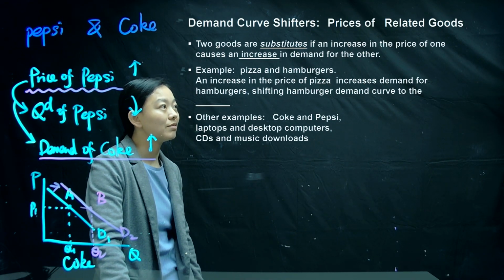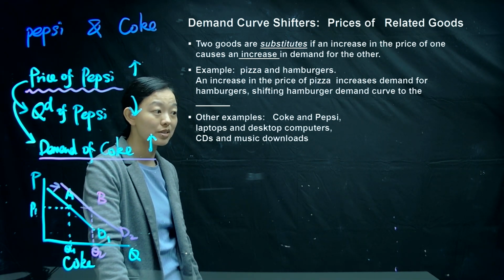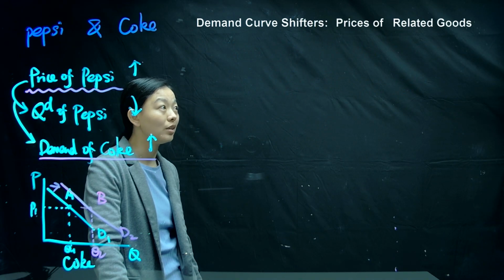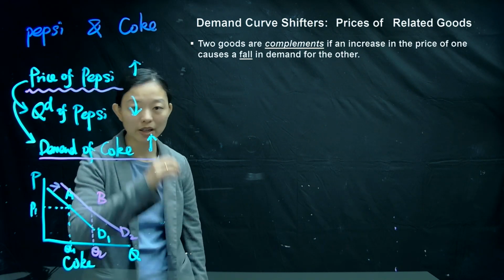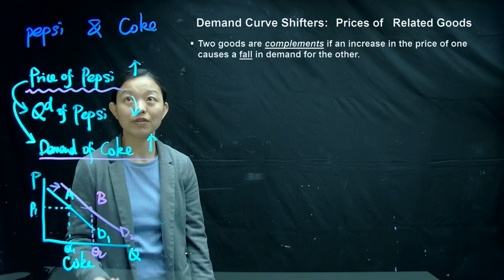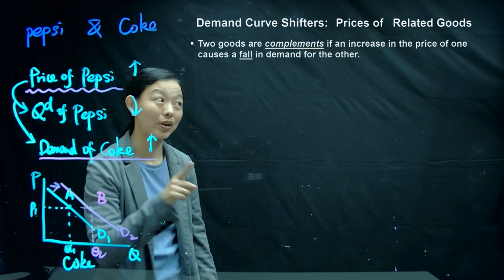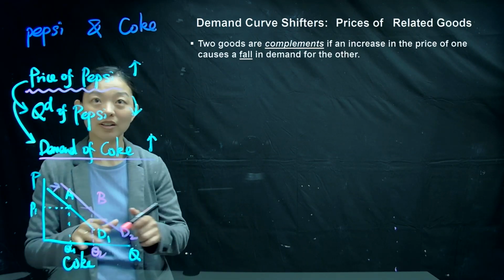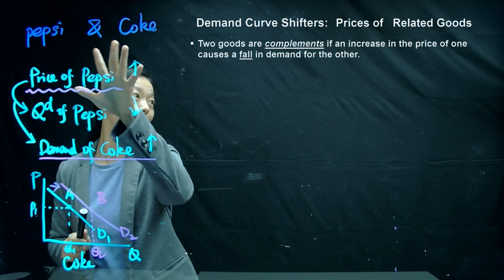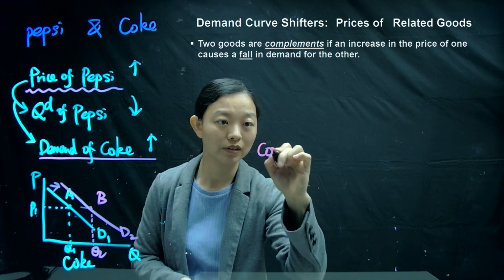Now, this is one type of related goods. Another type of related goods I would like to talk about today is complements, okay? We say two goods are complements if an increase in the price of one good causes a decrease in demand for another good. So that's substitutes, we're finished. Now let's look at the complements, okay?